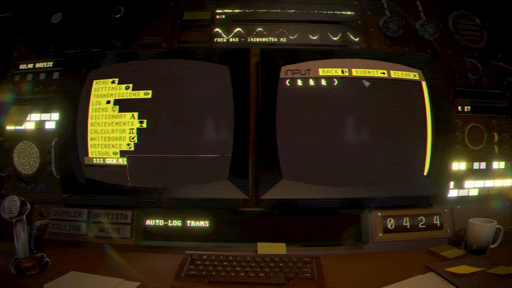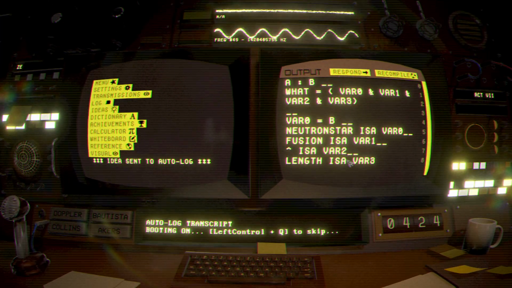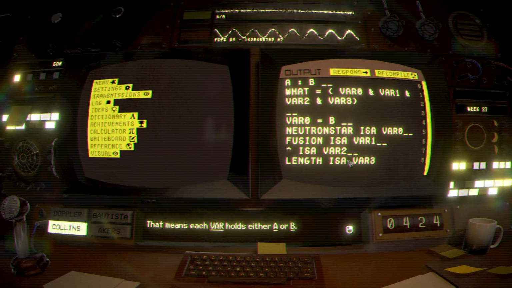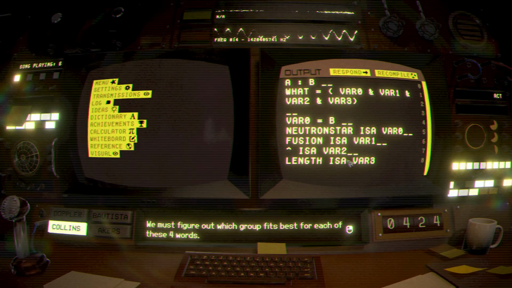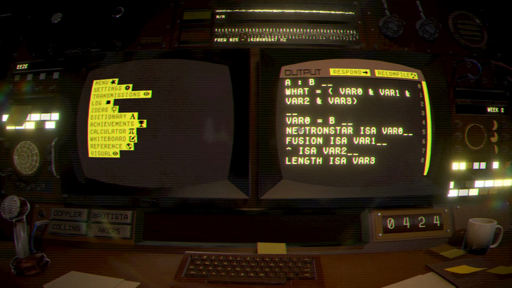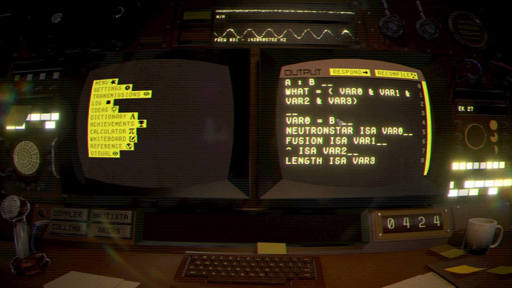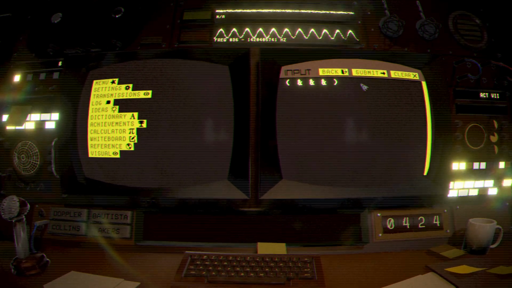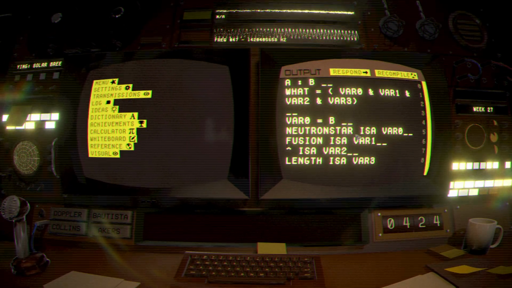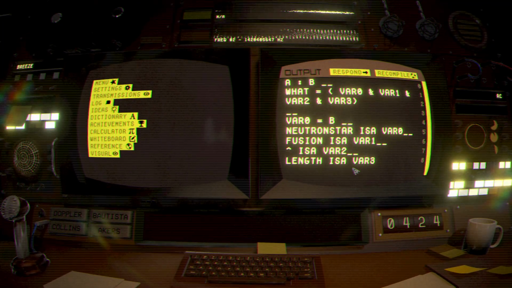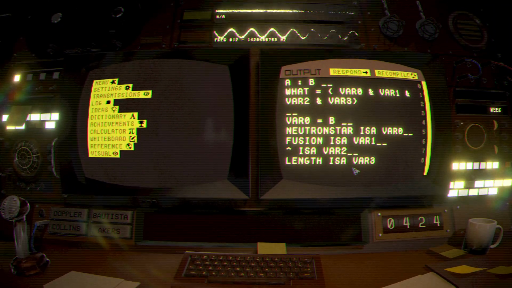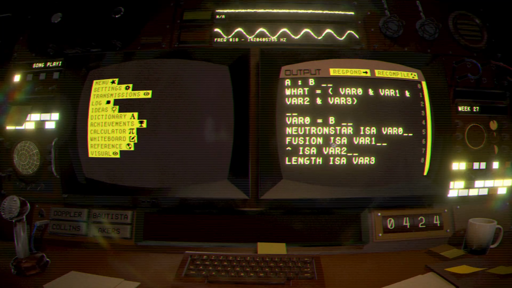We have an idea. Let's look at the idea. A or B. That means each variable holds either an A or B. Yep. Let's figure out which group fits best for each of the 4 words. I kind of knew that already. So they're saying, right off the bat, variable 0 is a B. Variable 0 is a B. Oop. Neutron star is a variable 0. Okay. Fusion is a variable 1.